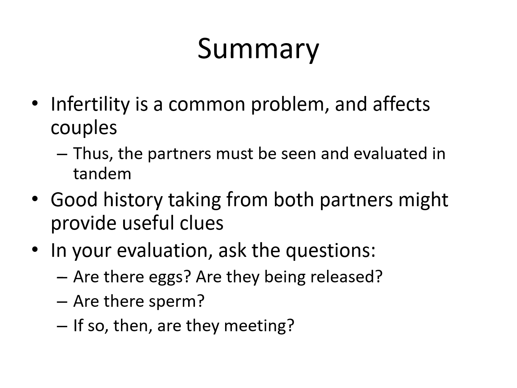So to wrap up the tutorial, infertility is a common problem and affects couples, a 1 in 7 problem. Thus we must see partners together and evaluate them in tandem. Good history taking is important, and it might reveal lots of useful clues and might very well make a diagnosis for you. So in our evaluation, we're asking a few key questions. Are there eggs? So ovarian reserve, and the key ways to check ovarian reserve, we mentioned the basal FSH.